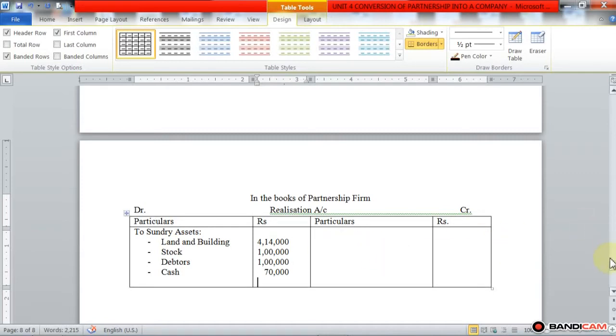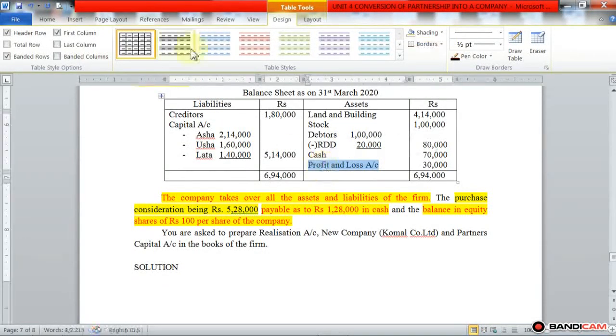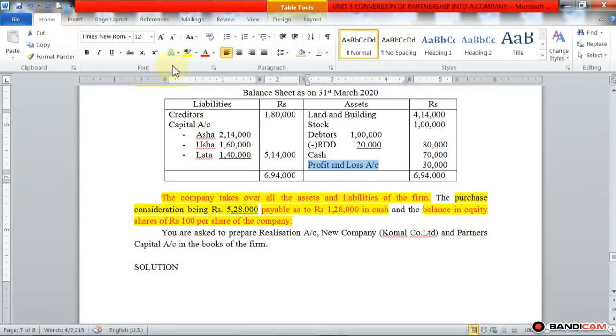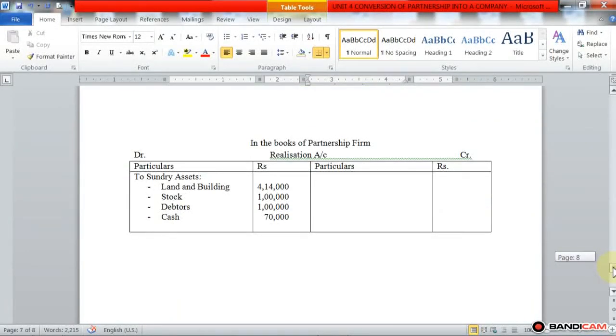Then next assets. So profit and loss account debit balance is not an asset, it is last year's profit, and last year's profit is distributed among the partners of the partnership firm. Okay, so distribute this profit among the partners of the partnership firm. So profit will be distributed to each partner, then entry will be.